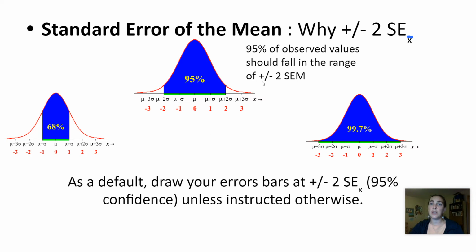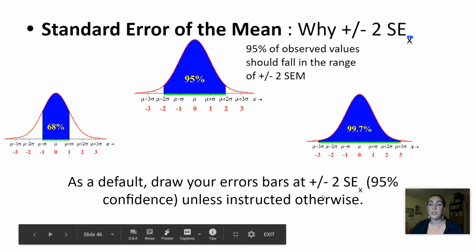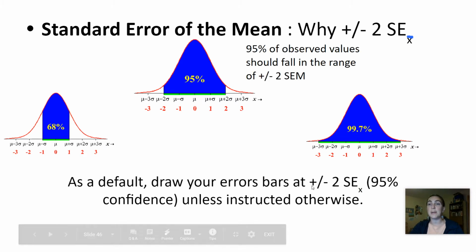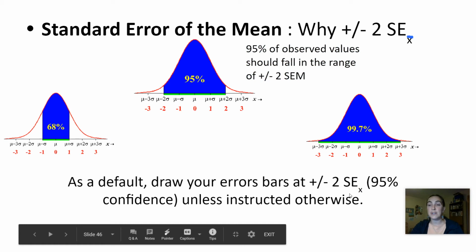Usually in biology, we use plus or minus 2 standard error of the mean, which gives us 95% confidence that our data is statistically significant. And so in biology, you will always draw error bars at plus or minus 2 standard error of the mean, unless the directions specifically tell you to do something different.